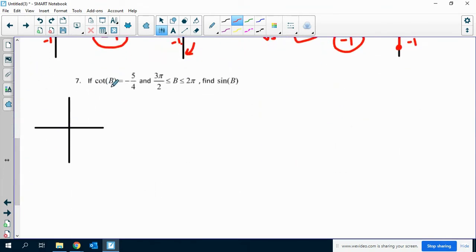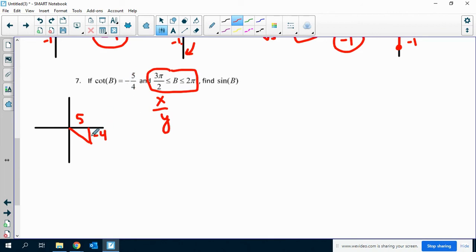Last problem for review, basically, we're just kind of going over some bonus problems just to get some extra review here. Cotangent of b is -5 over 4. Remember, cotangent is x over y. And b is between 3 pi over 2 and 2 pi, so that puts it in the fourth quadrant. So I need my x to be a 5 length and my y to be a 4 length. Notice that the y is going to be negative because we're in the fourth quadrant.